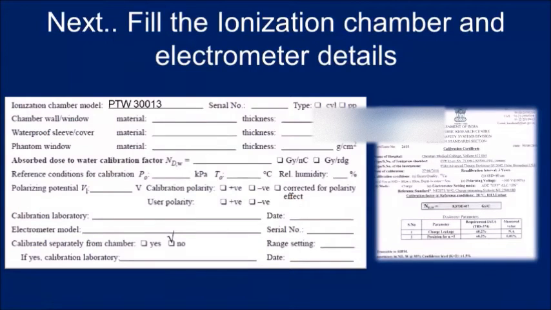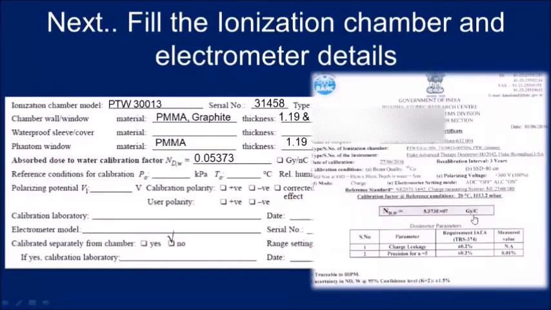Then you have to fill up the ionization chamber details. You have to be very careful. Here, the serial number of your ion chamber should match your calibration certificate serial number. And the NDW you get from the calibration certificate. One thing you have to notice when you get the NDW, whether it is gray per coulomb or gray per nanocoulomb, you have to be very sure.